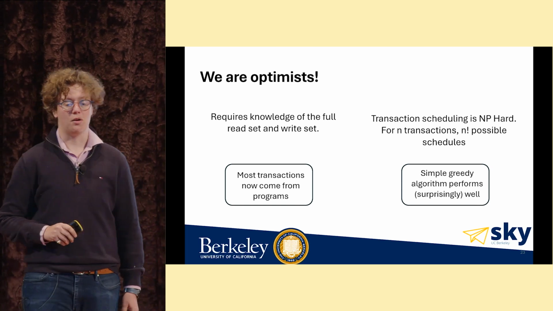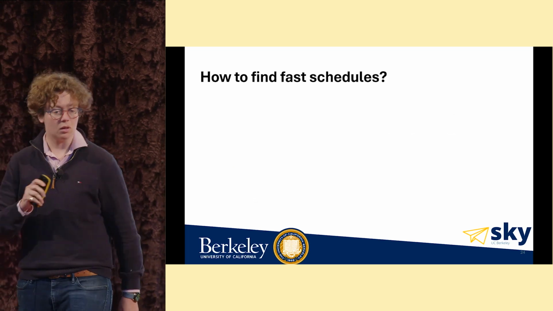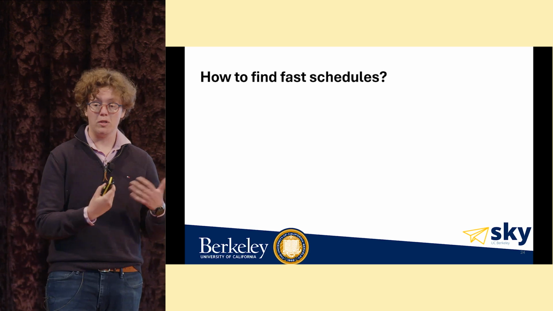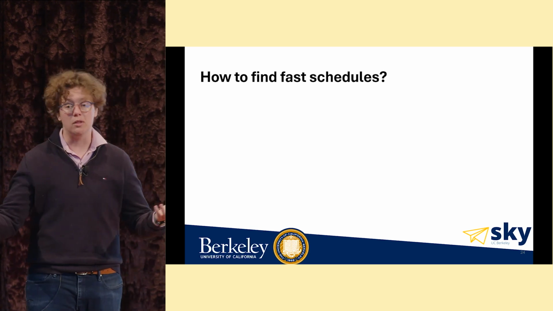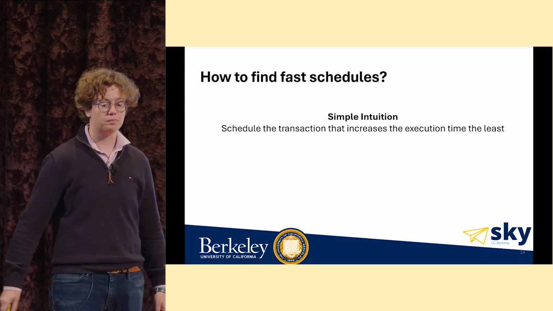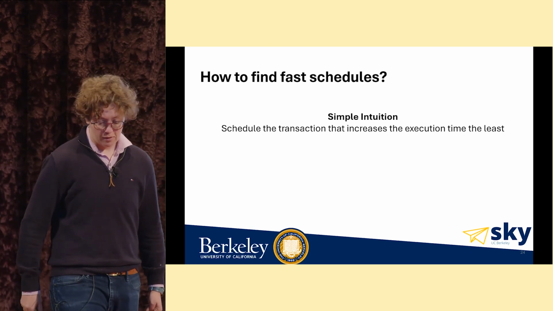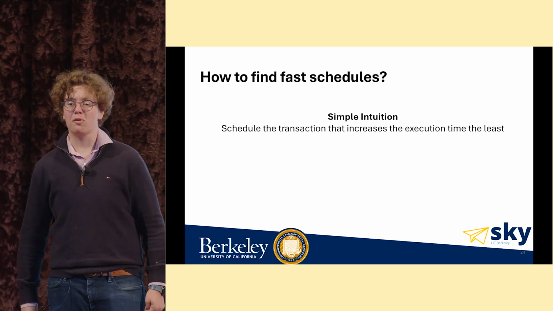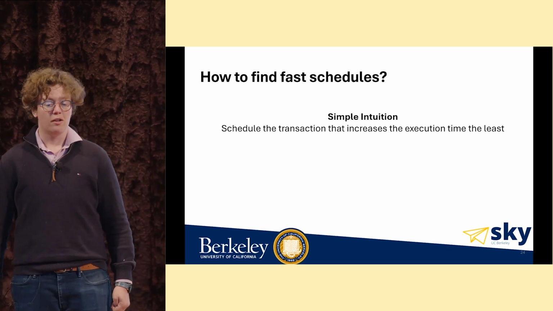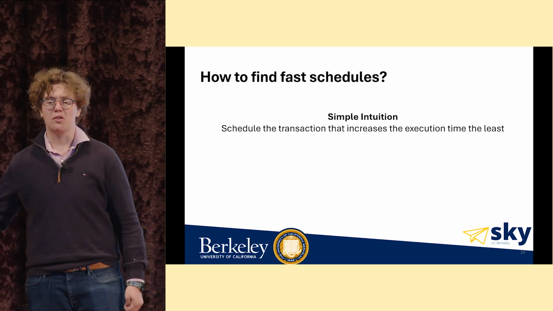The next is the greedy algorithm. So how can we actually find fast schedules? We know the read and write set now, well, let's assume that we know it with reasonably good accuracy. How can we actually find those fast schedules? The intuition is, again, almost surprisingly simple, which is that we're just going to schedule the transaction that increases the execution time the least.